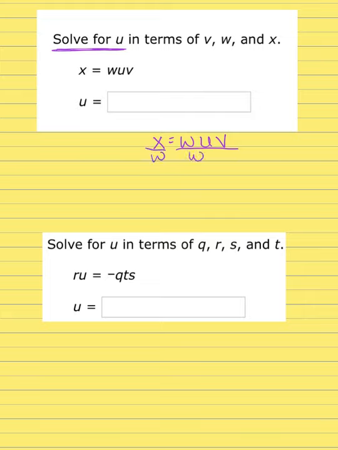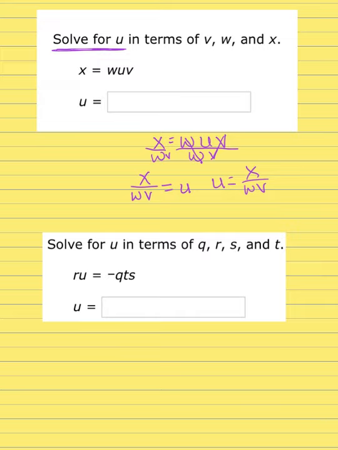So I have x divided by w. I also have to divide this side by v to get rid of the v. So I can do that all at once, as long as I remember to do it to both sides. So that would leave me with x over wv equals, well, the w's cross out and the v crosses out, and that leaves me u. So u, I can rewrite that as u equals x over wv, and that would be my answer. So we're using the same rules.